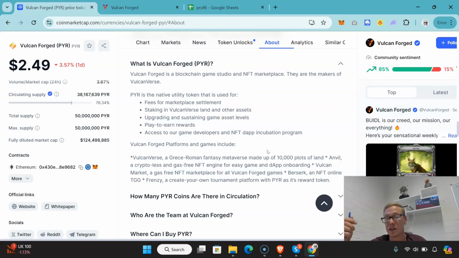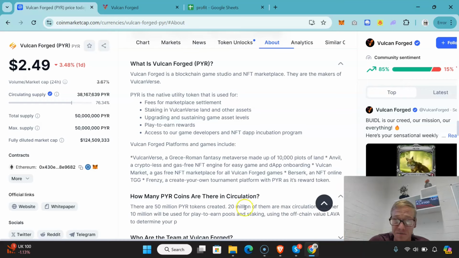They have Vulcanverse, which is a Greco-Roman fantasy metaverse made up of 10,000 plots of land. Anvil, which is a cryptoless and gas-free NFT engine for easy game and dApp onboarding. You've got Vulcan Market, which is a gas-free NFT marketplace for all Vulcan Forge games. You've got Berserk, which is an NFT online game. You've got Frenzy, which is a create-your-own tournament platform. They have added a lot.